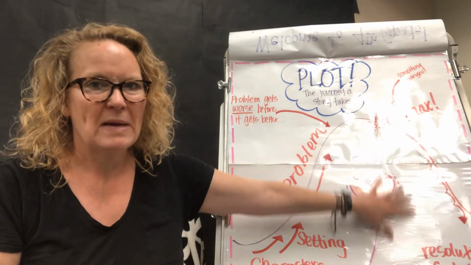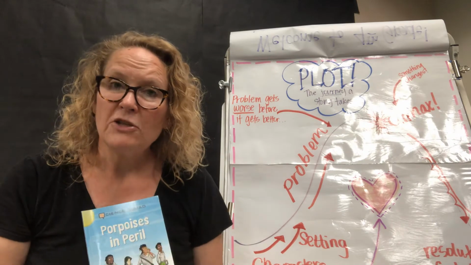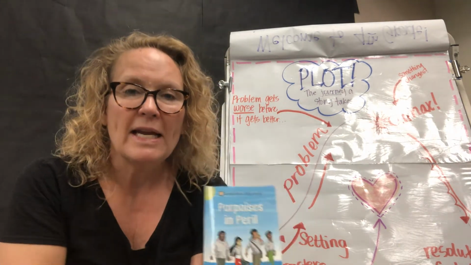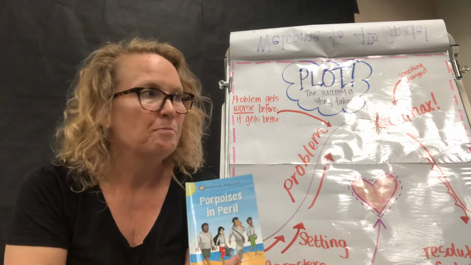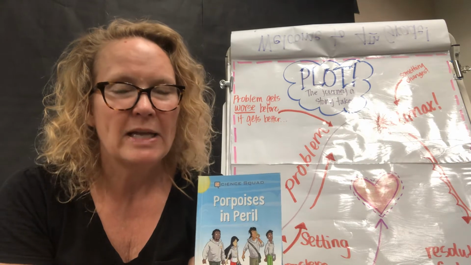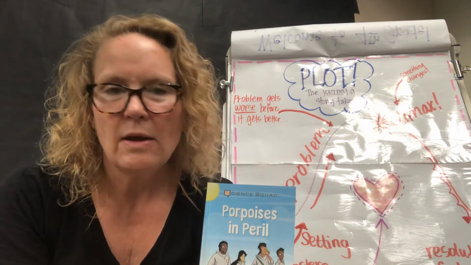I just wanted to remind you a little bit about this before we read the first pages of Porpoises in Peril. We're going to read pages 3 through 9. We're going to get to know who the characters are in the story, where they are, the setting, which doesn't mean just place, it also means time. And what are they doing? What's going on in the story?